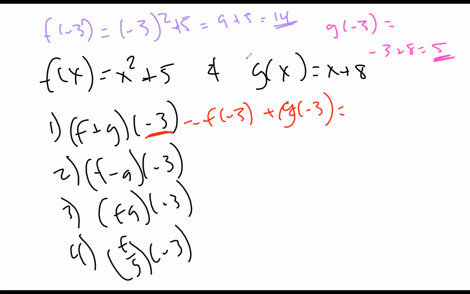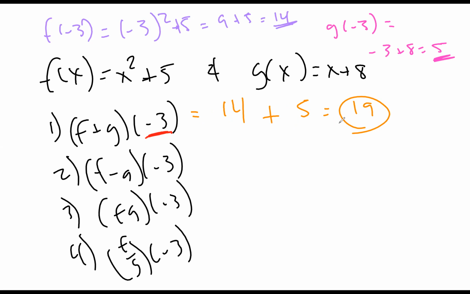So I come down here and I say, okay, let me get rid of some of this so it's not as sloppy. If I look at this, they're asking me to add. And so I will do that. f of -3 is the number 14, plus sign, g of -3 is the number 5. 14 plus 5, 19. Done. The next one wants me to subtract. So I'm going to have 14 minus 5, 9.